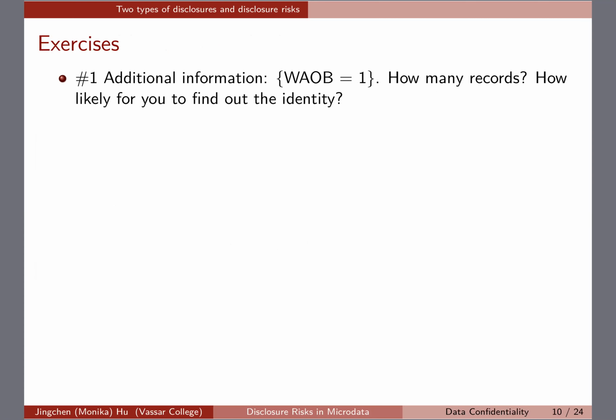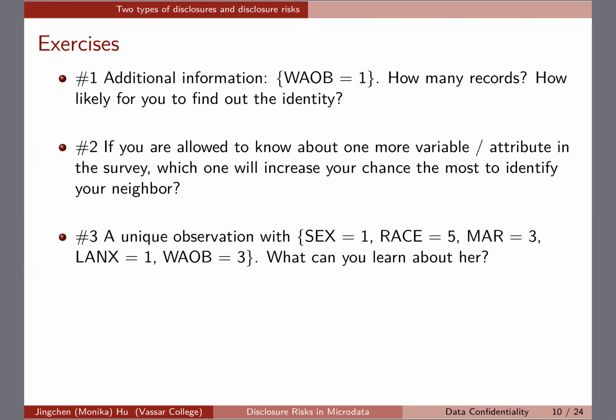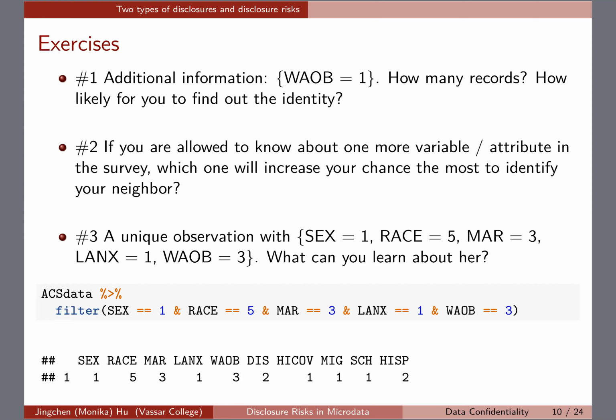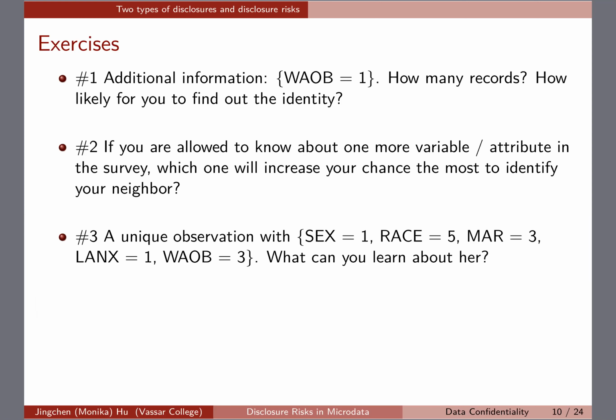All right, so I think everybody has the laptop with you. So I'm just going to throw out the 3 exercises. On top of sex 1, race 1, and marital status 1, what if I was thinking about place of birth as well. So for exercise 1, if you know this additional information, how many records is going to be fewer, right? Fewer than 2192. So how many do you have? And in that case, how likely is it for you to find out the identity?